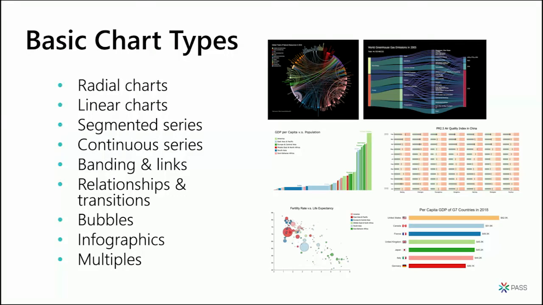So we can do all this stuff: radial, linear, segmented, continuous, banding, bubbles, repeated things. Who's ever wanted to do small multiples? You know, repeated charts in a table or a matrix. You can't do that in Power BI right now without using somebody else's custom visual. Charticulator's particularly good at doing that kind of thing.